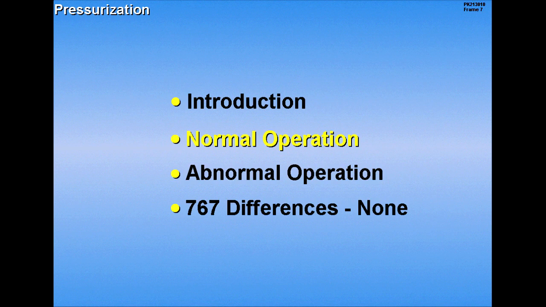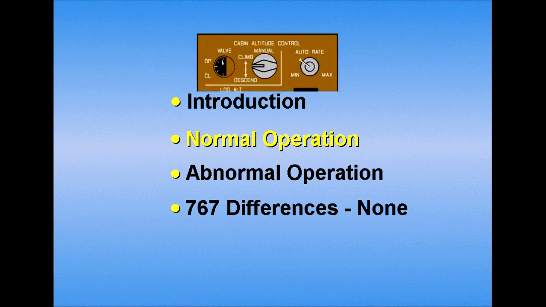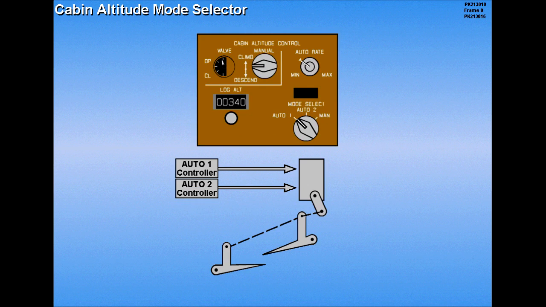Now we'll discuss normal operation. Cabin pressurization is controlled with a 3-position mode selector. Selecting either Auto 1 or Auto 2 provides automatic cabin altitude control.